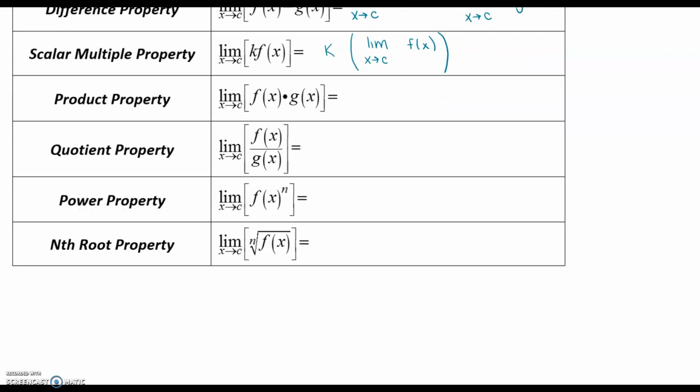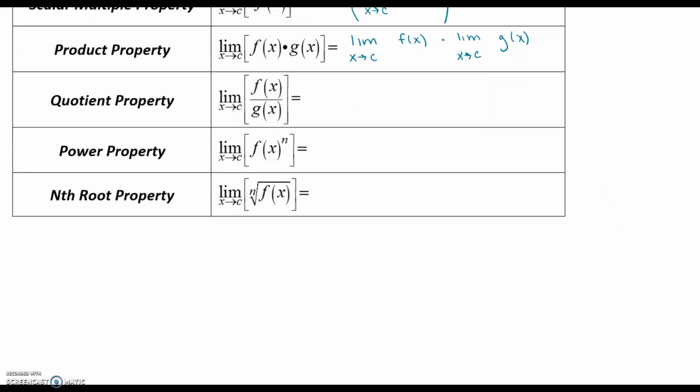For the product property, the limit as x approaches c of the product, we can break this apart. Limit as x approaches c of f of x times the limit as x approaches c of g of x. Be careful, you do want to keep them in limit notation. We're not doing f of x times g of x, those are different.